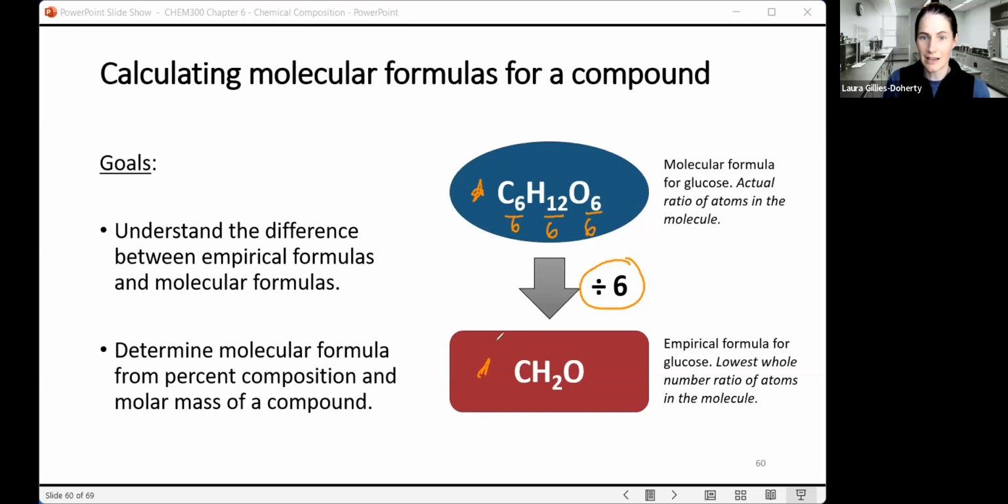So we're going to learn today how to go from empirical formulas to molecular formulas and molecular formulas to empirical formulas. And they're always different by some whole number amount. Either you're dividing by a whole number to turn a molecular formula into an empirical formula, or you're multiplying by a whole number to turn an empirical formula into a molecular formula.